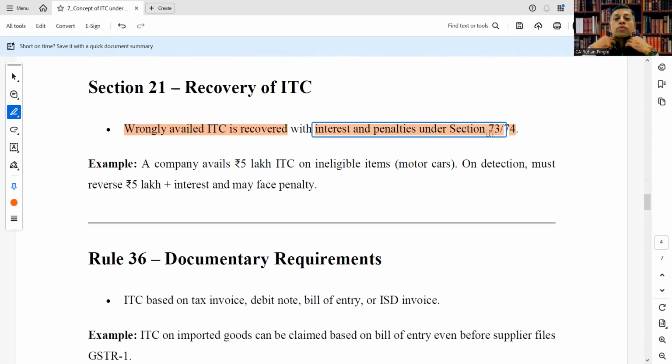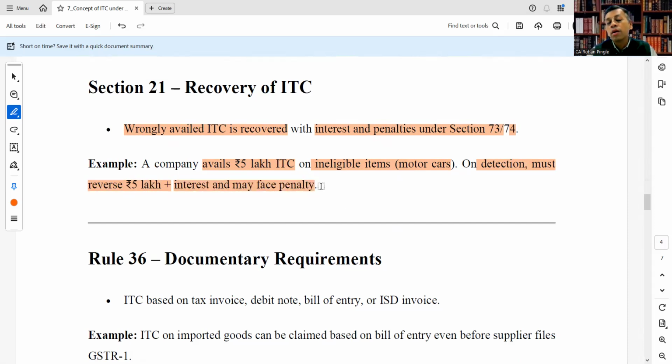Example, a company avails rupees 5 lakh ITC on ineligible items like motor cars. Okay, and that company may not be dealing in motor cars. Therefore, that ITC must be reversed on detection, rupees 5 lakhs plus interest, and may face penalty. If it is wrongful with knowledge of the facts, that is fraud, and it should be covered under Section 74. If not, then it is an other than fraud case, and under Section 17(3) interest and penalty will be leviable.